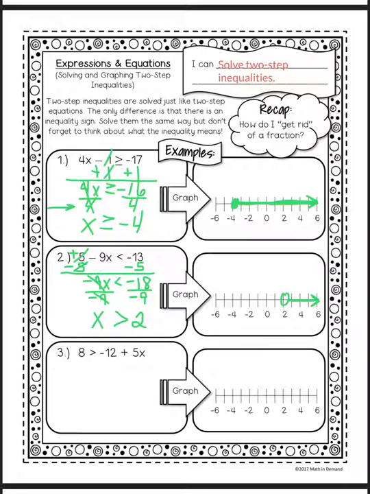Finally, let's look at number 3. Number 3 is a little tricky also because the x is on the right side of the inequality symbol. So we first are going to undo the negative 12. How do we undo a negative 12? We add 12 to both sides, and we add 12 here. The 12s are gone. The 5x is now by itself. The symbol comes down. 8 plus 12 is 20.